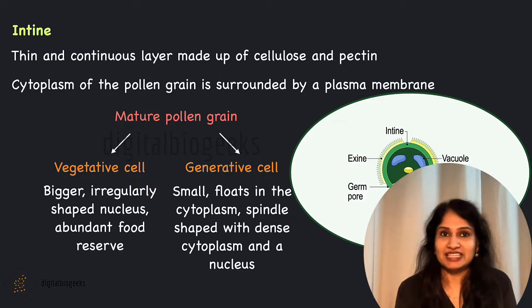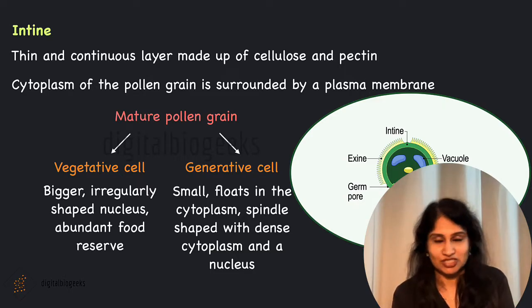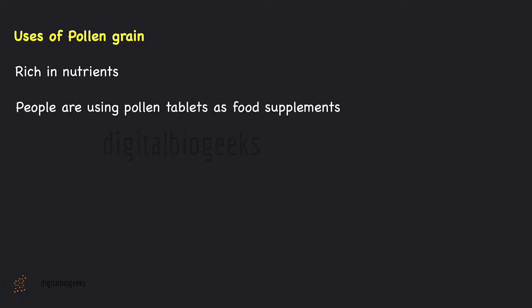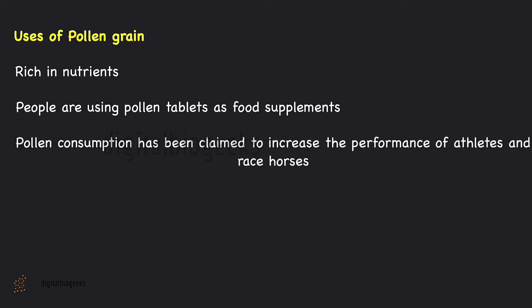You might be aware that pollen grains cause allergies, but in some people it can cause serious respiratory disorders like asthma and bronchitis. Now let's see what are the uses of pollen grains. Pollen grains are rich in nutrients. In recent times, people are using pollen tablets as food supplements. In Western countries, pollen products like tablets and syrups are available. Pollen consumption has been claimed to increase the performance of athletes and race horses.